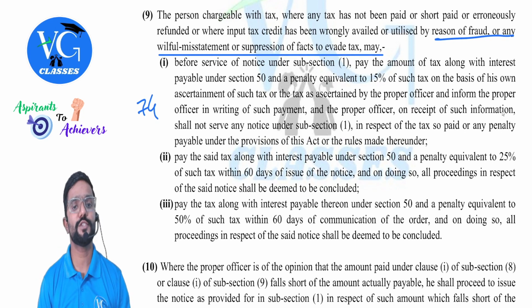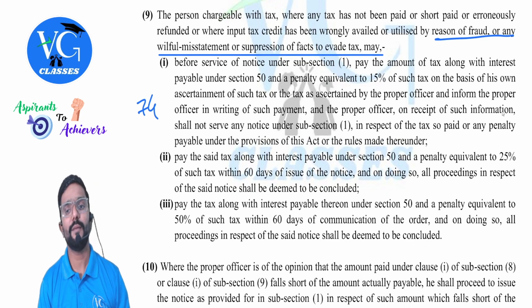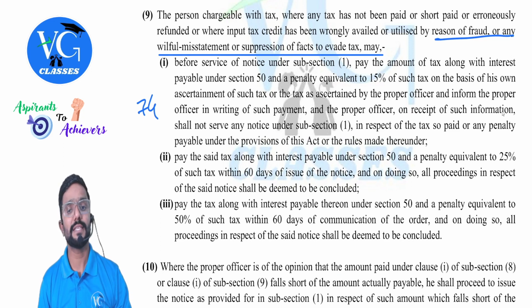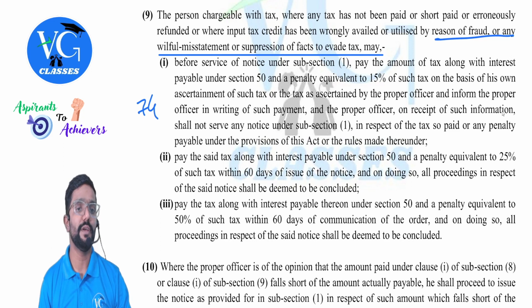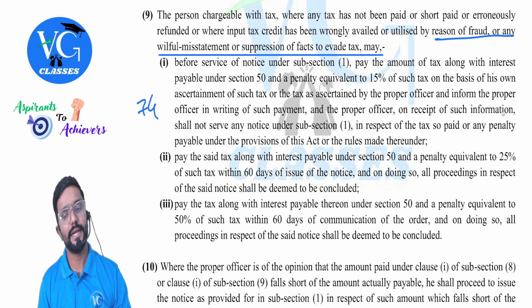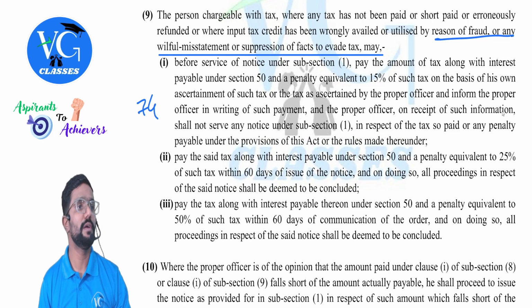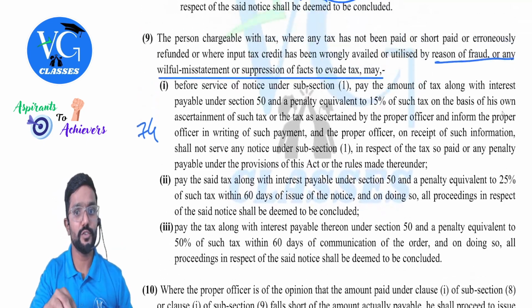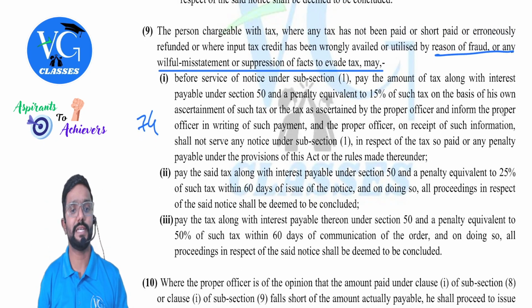First point. Before service of notice under subsection 1, pay the amount of tax along with interest payable under section 50 and a penalty equivalent to how much? 15% of such tax on the basis of his own ascertainment of such tax, or the tax as ascertained by the proper officer, and inform the proper officer in writing of such payment, and the proper officer on receipt of such information shall not serve any notice under subsection 1 in respect of tax so paid or any penalty payable under the provisions of this Act or the rules made thereunder. Second one, this is before notice. Before notice also, is penalty payable? Yes, 15% of the tax amount.